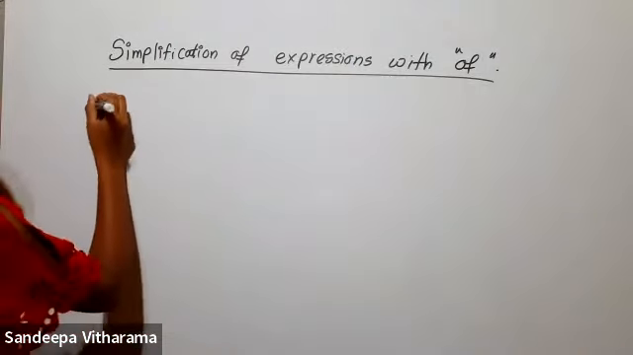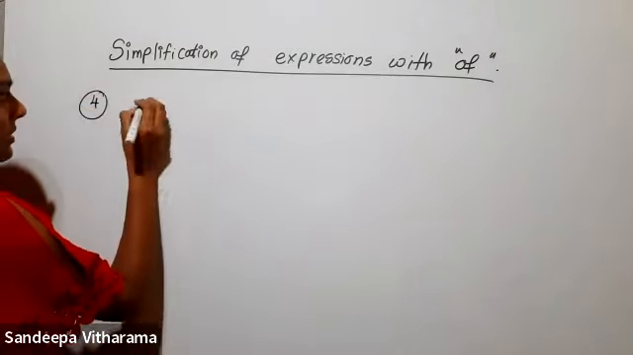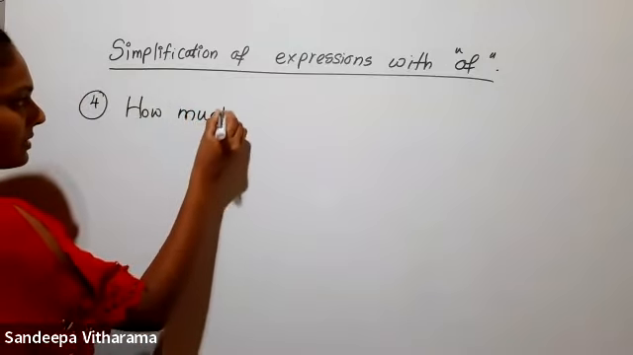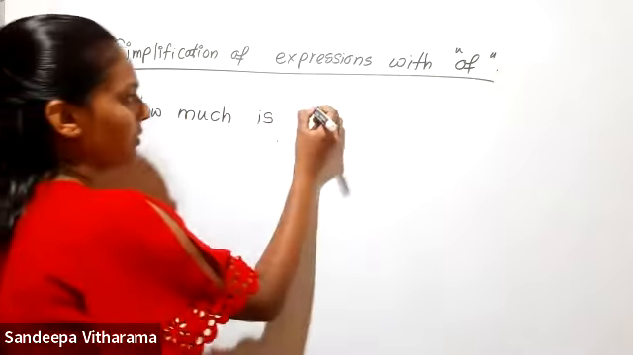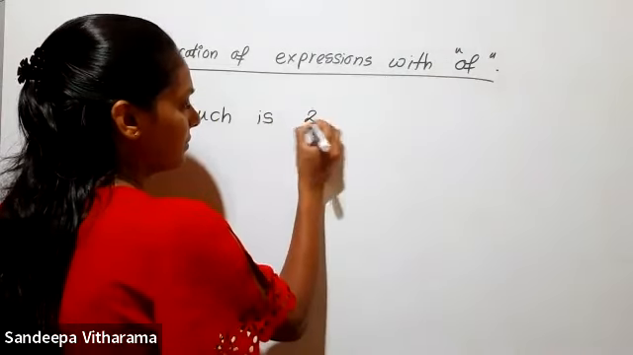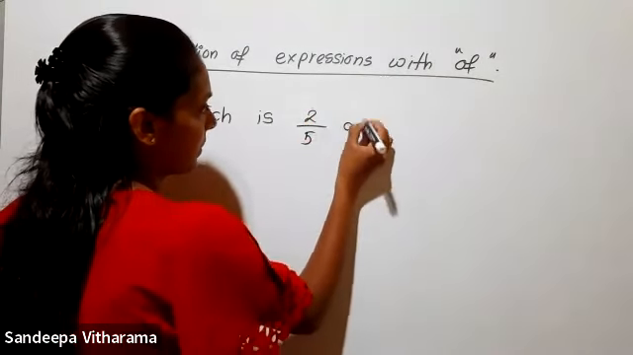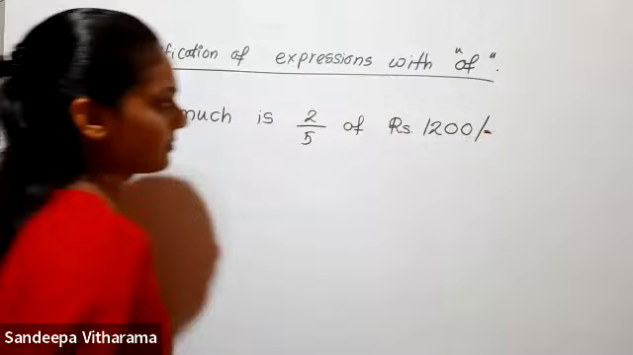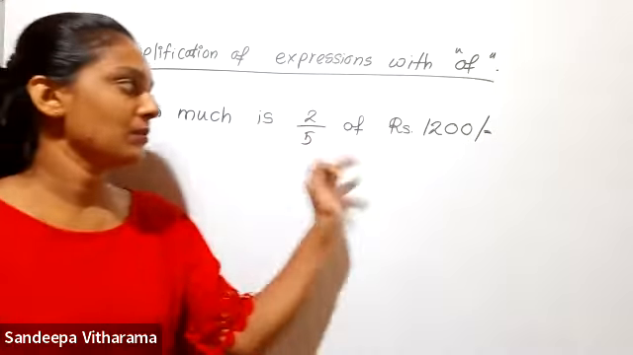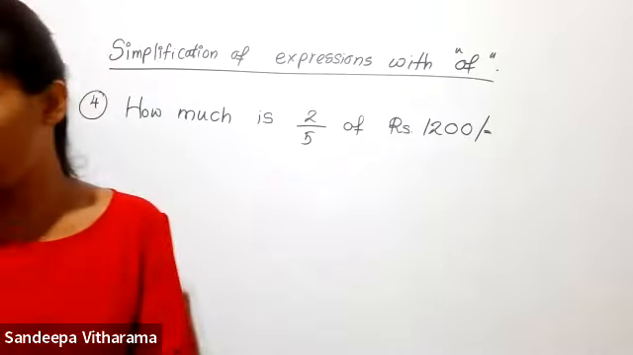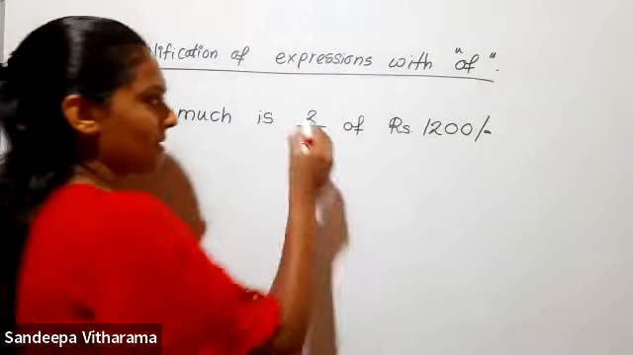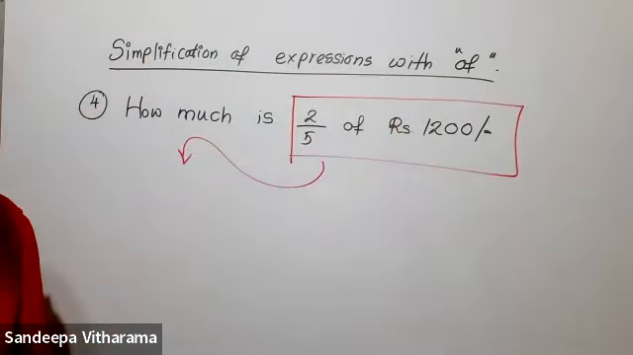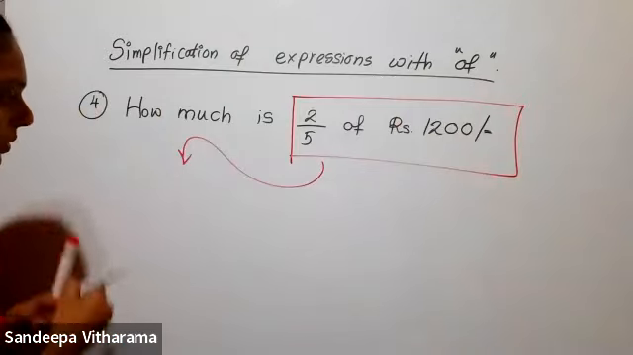When you have to find the fourth one: how much is 2/5 of 1,200 rupees? Okay, how much is 2/5 of 1,200? In this case, we extract this part. මෙන්න මේ part එක අපි ගන්නවා. Okay, so it is 2/5 of 1,200.